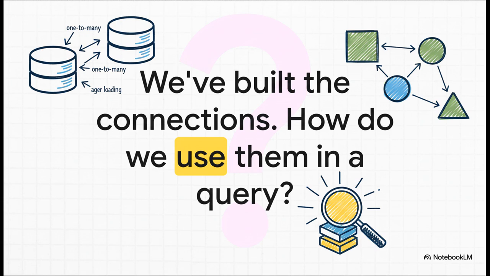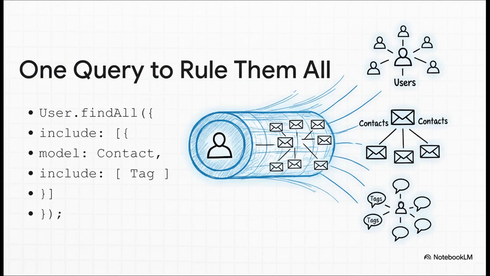It's great that our database knows a user has many contacts and a contact has many tags, but how do we actually ask it to give us a user plus all their contacts and all the tags on those contacts all in one clean shot? The answer is one simple, powerful option: include.